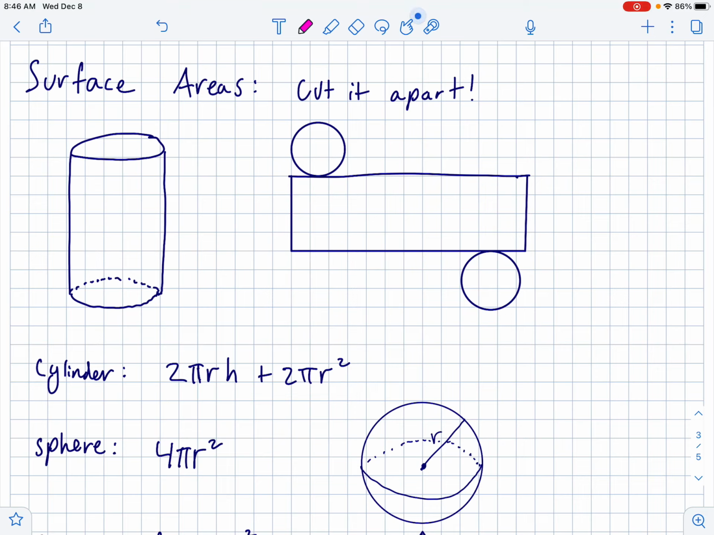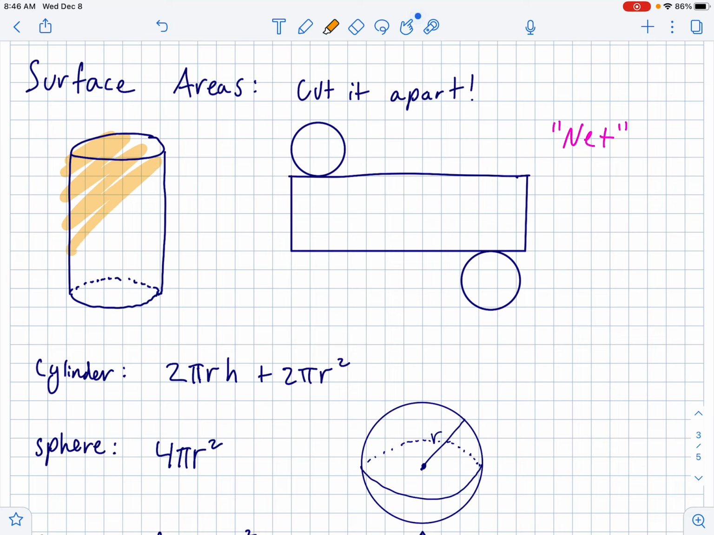Now we're going to talk about surface areas. We've been doing volume this whole time. But surface areas are basically taking the shape and cutting it apart. So like flattening it. Sometimes the flattened version is called a net, where you totally make it 2D.